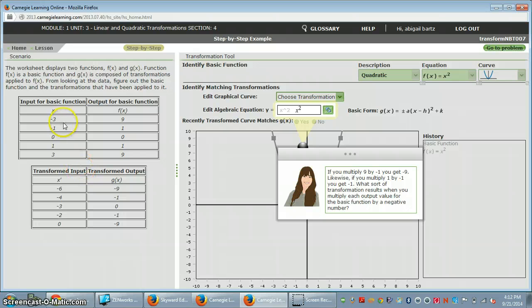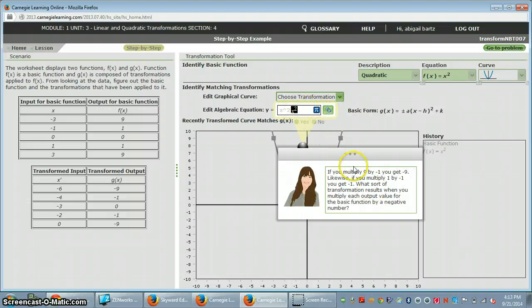But the other thing you have to take note of is, how did these x values change? Originally it was a negative 3 and then it changed to a negative 6. Originally it was a negative 1 and it changed to a negative 4. And so how did we move those numbers? And I'm thinking, well, subtract 3, subtract 3, subtract 3. So what that's telling me is I'm doing a transformation.